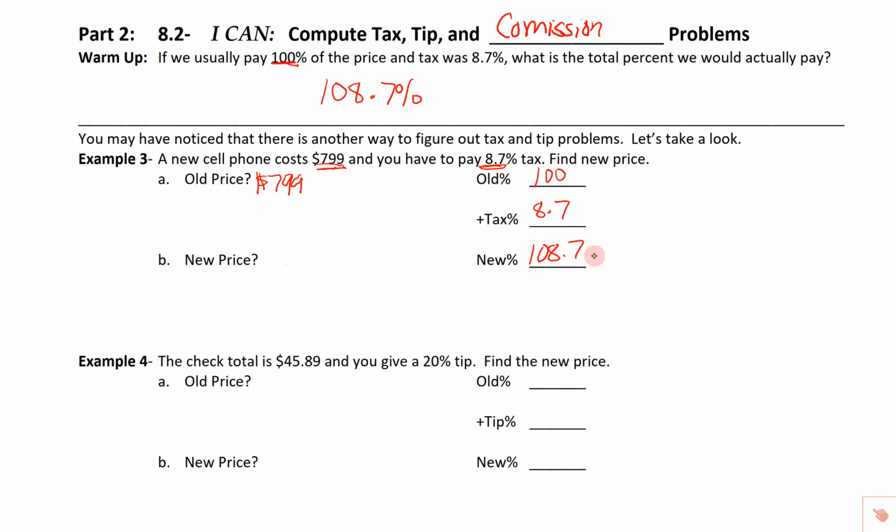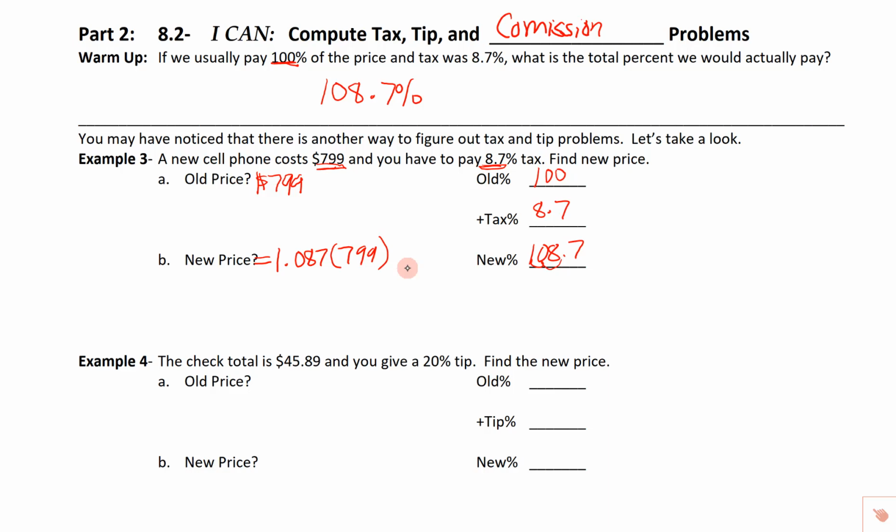This will help us to find the new price. Our new price is equal to our new percent. We're going to move the decimal over to the left because we like our percentages in decimal form. So we've got 1.087 as our decimal form of our percent, and then we're going to multiply it by our original cost. This eliminates one step where we don't have to find the tax and then add it to the old price. We just do that all in one step.